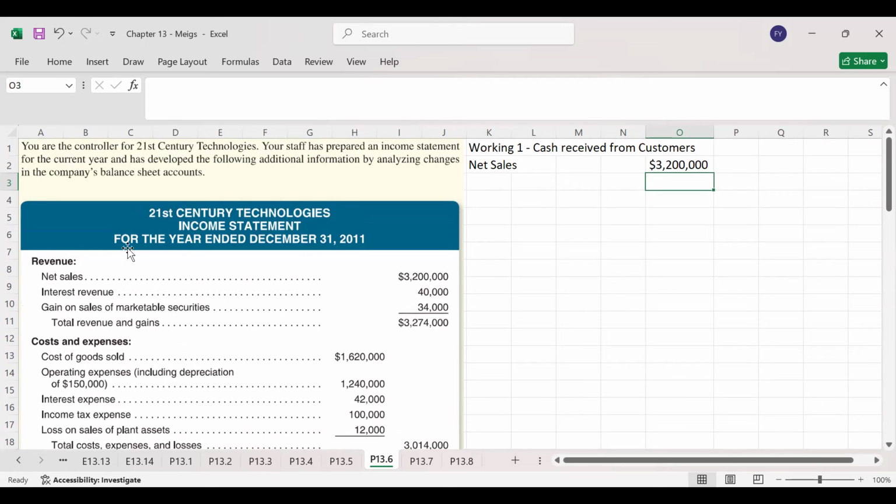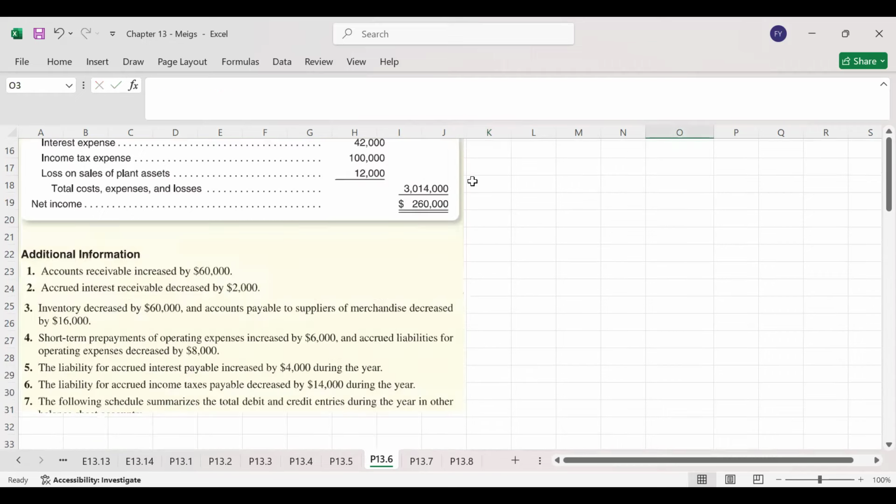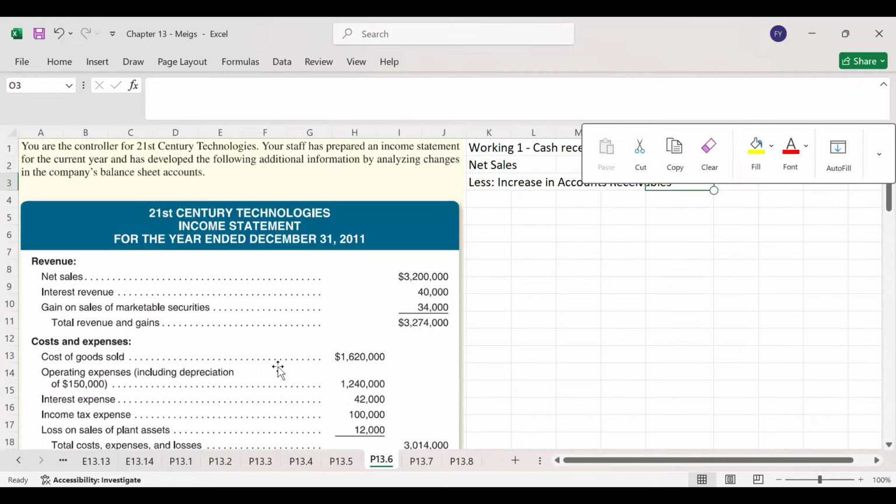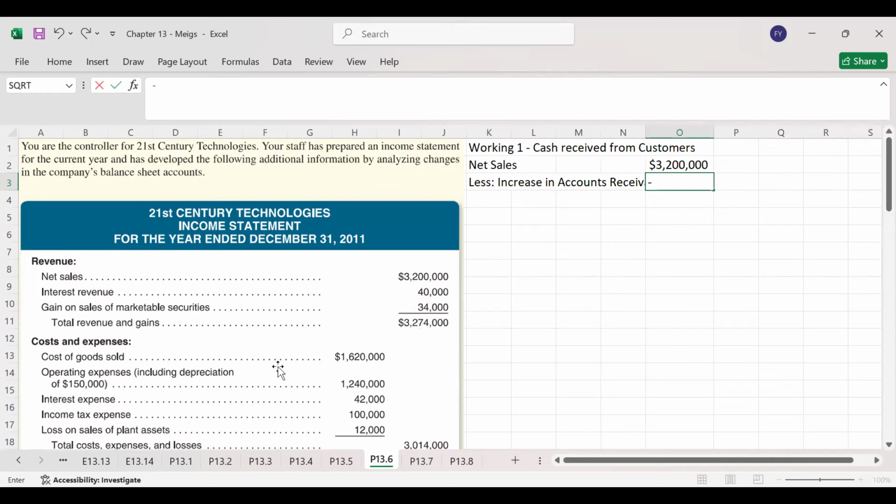So what we are going to do is deduct the increase in accounts receivable. So the first step, and how much is the amount? You can see $60,000. So we are going to deduct $60,000 in order to get the total cash receipts from customers.